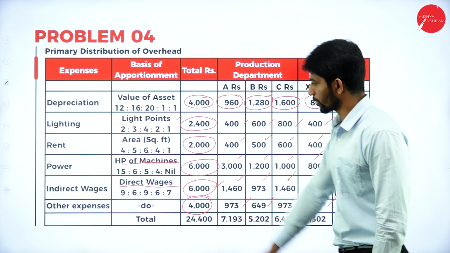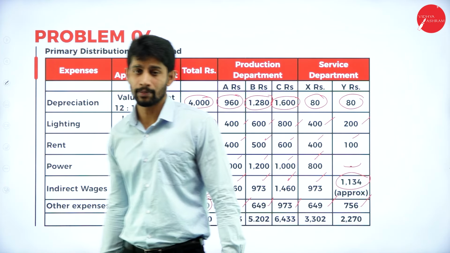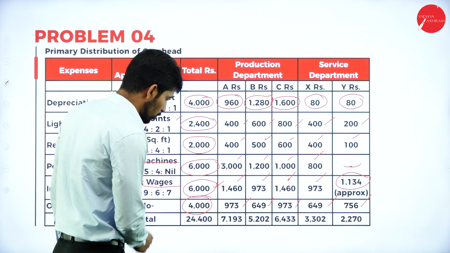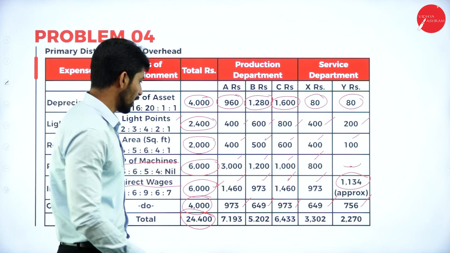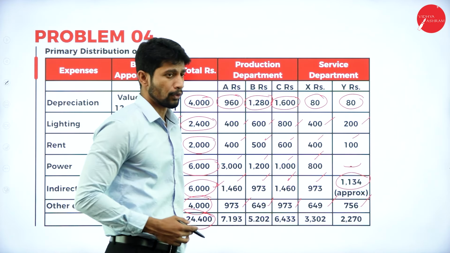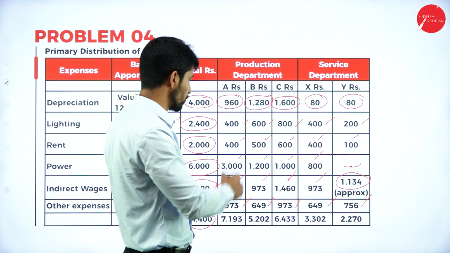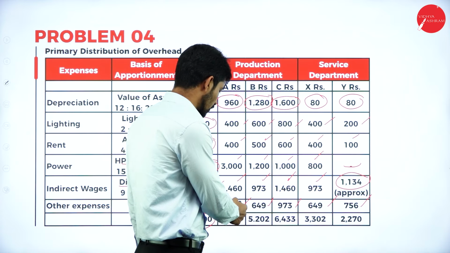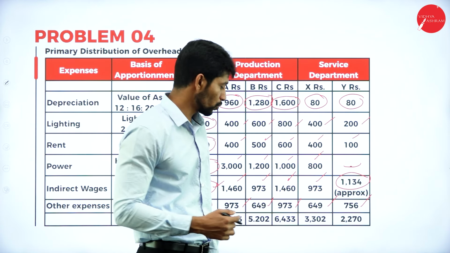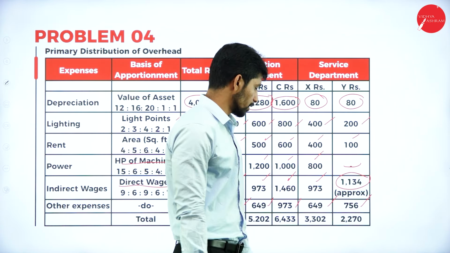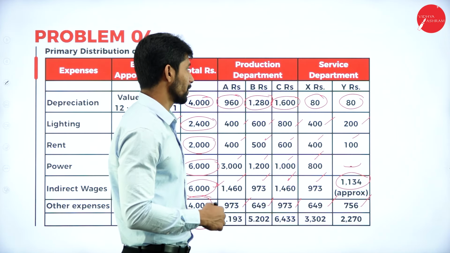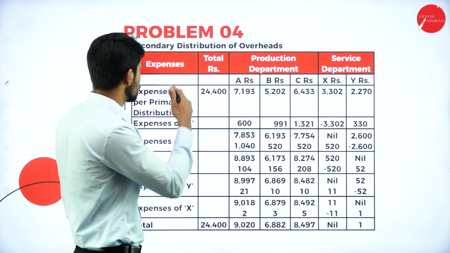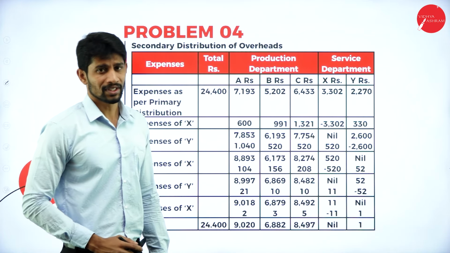So now total this. Now total the primary distribution table. What is the total expenses? Total expenses is 24,400 and here in production department as well as service department you have the total 7,193, 5,202, 6,433, 3,302 and 2,270. So now move on to the secondary distribution table.